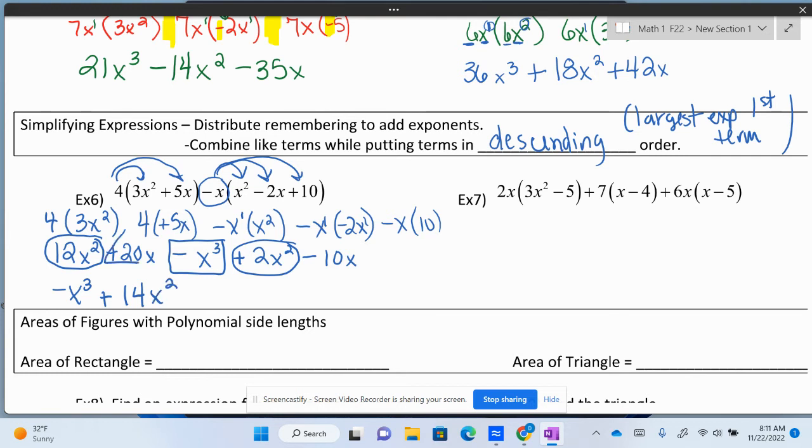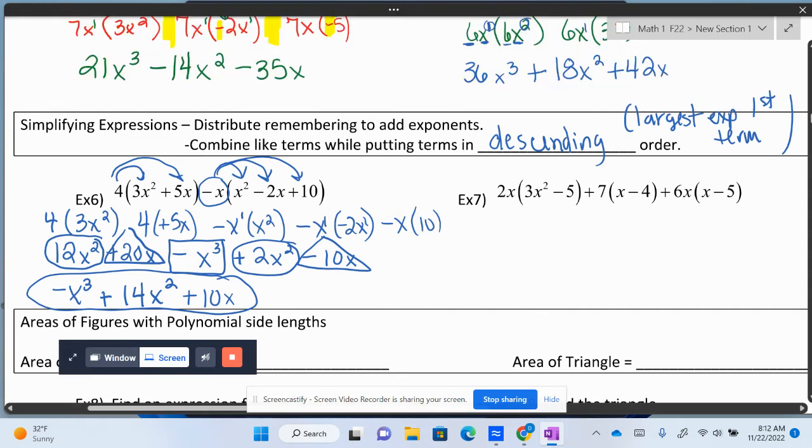Last, I'm going to look at my x to the power of 1. So I have a positive 20x and a negative 10x. 20 minus 10 is positive 10x. So this is after we distributed and then combined like terms. So we simplified that expression.